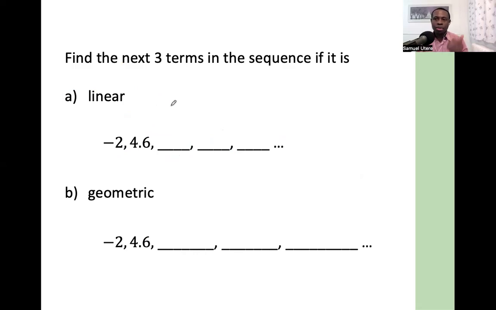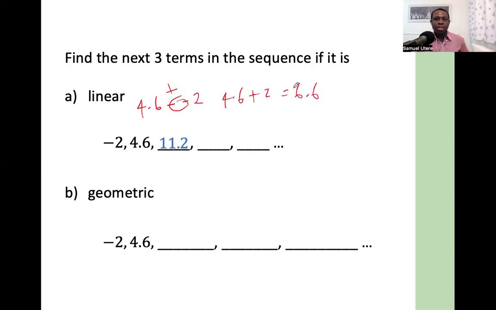Okay, assuming you've paused the video and tried this, let's explore the answers. So remember, for the linear sequence, we have to find out what the common difference is. So you take the smaller one from the bigger one. So we can find the difference between them. We can do 4.6 minus negative 2. All right, we'll find out that these two become plus. So that will be 4.6 plus 2, which will be 6.6.